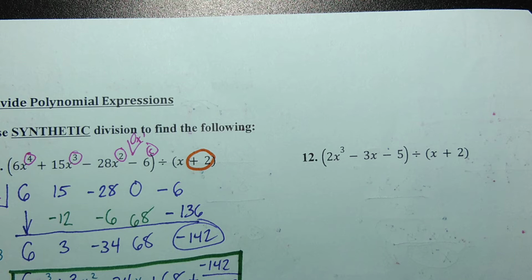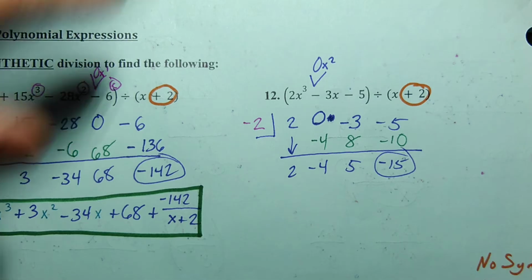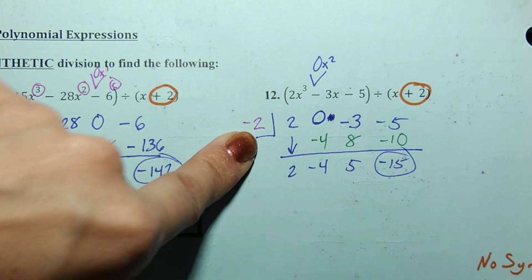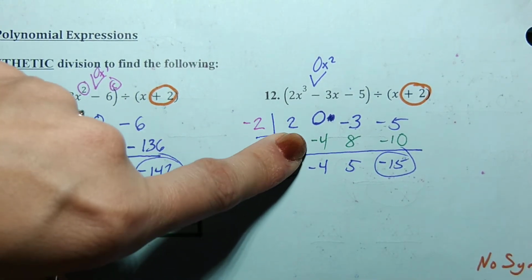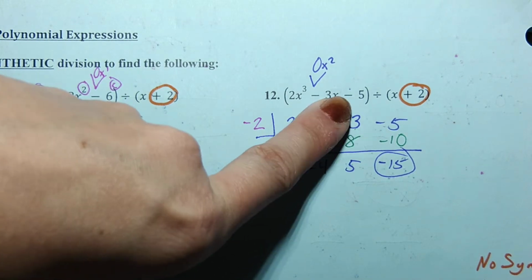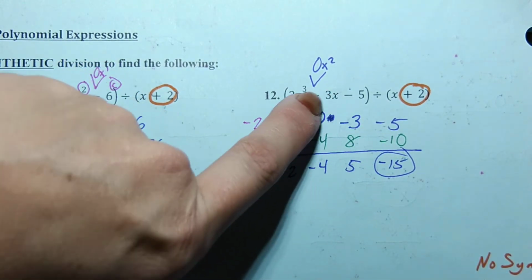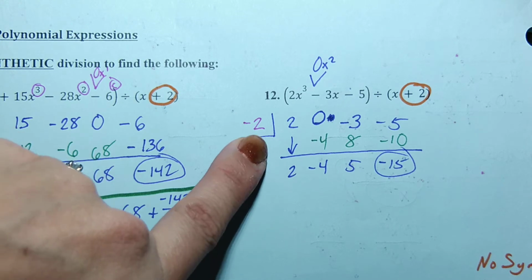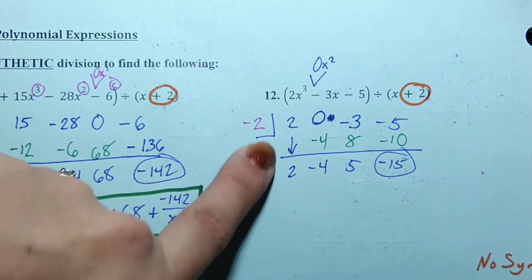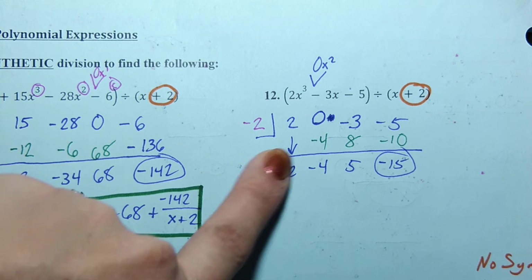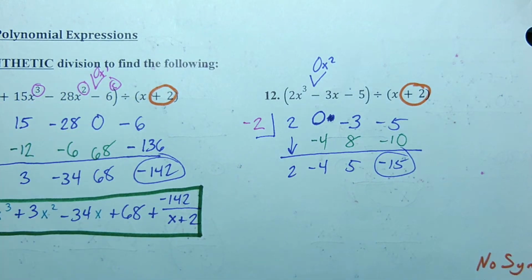Do we need any placeholders for this one? Yes, we are missing x squared, so we will need 0x squared, or a 0 in our coefficient placeholders. If plus 2 is the divisor, what goes in the box? Negative 2. The sign always flips. So then our first row, 2, 0, negative 3, negative 5. We bring down that first term, times the box, add straight down. Times the box, add straight down. Times the box, add straight down.